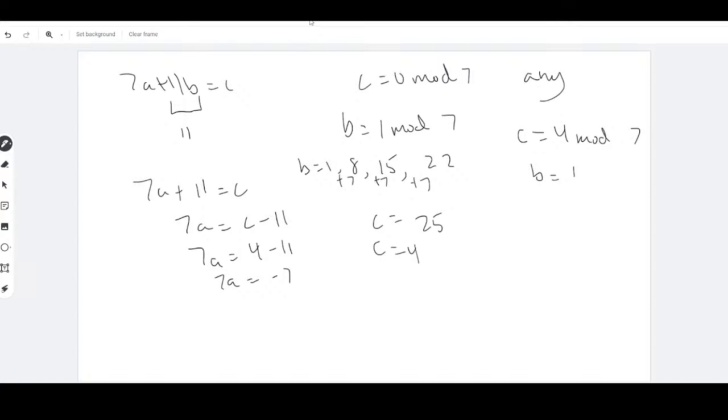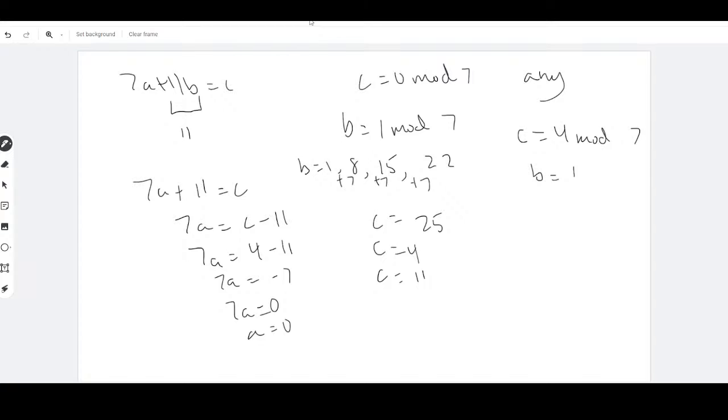But if C is anything else for mod 7, you would have a solution, right? Let's say C is the next mod for mod 7. If C was equal to 11, then the right side would be 0. And then we have 7A is equal to 0, and then we would just have A is equal to 0. And this would work because A can be 0. It just has to be not negative, right?